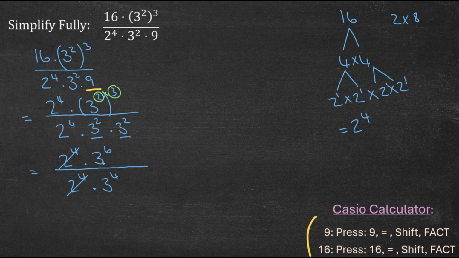Now what we are left with is 3 to the power of 6 and 3 to the power of 4. They don't look the same, so we can't cancel, but the bases are the same and we are dividing. And when we divide and our bases are the same, we can subtract our exponents. So I'm going to write 3 to the power of 6 minus 4. And that leaves us with 3 squared. And then we are going to write this as a normal number. 3 squared is 9. And this is the final simplified answer.